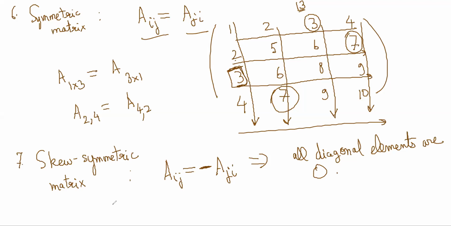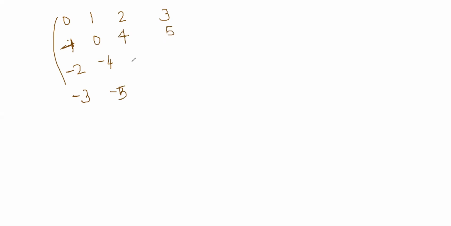So we'll take examples on the next screen. For example, you have 0, 1, 2, 3, and -1, -2, -3, 0, say -4, -5, and this will be 4 and 5. It will be 0, 6, and this will be -6.